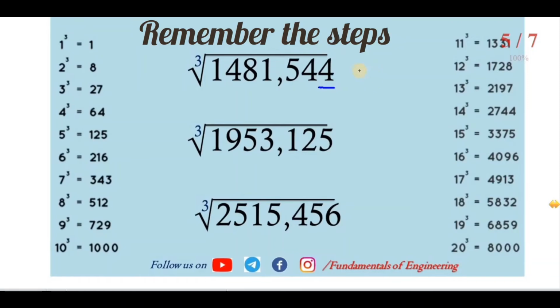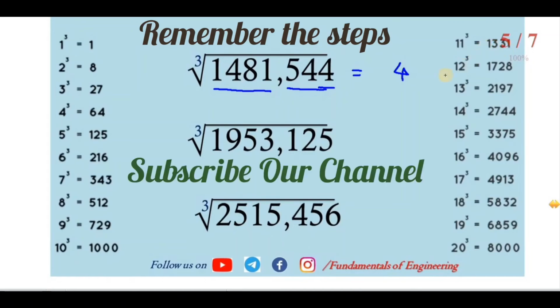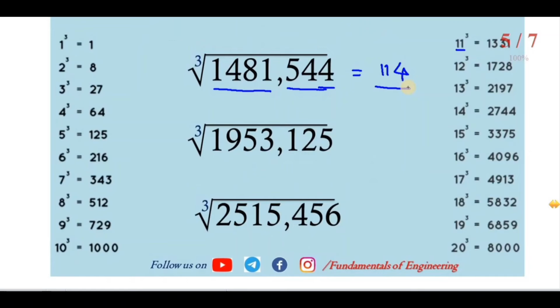Next 4 is there. So if the question's unit digit number is 4, our answer's unit digit number will be 4. So don't consider these 3 numbers. Next 1481, which is near to the earlier perfect cube 1331, which is a cube of 11. First step and second step, understand this step. We are not using any calculator. We are finding out the answers within 2 seconds.